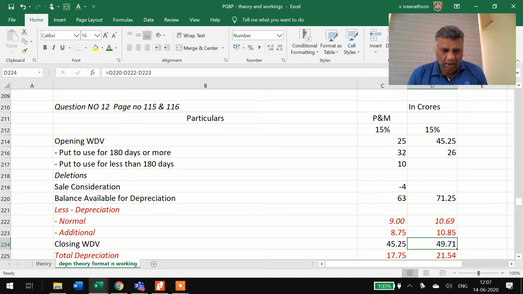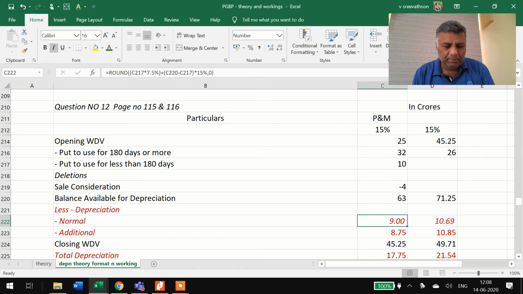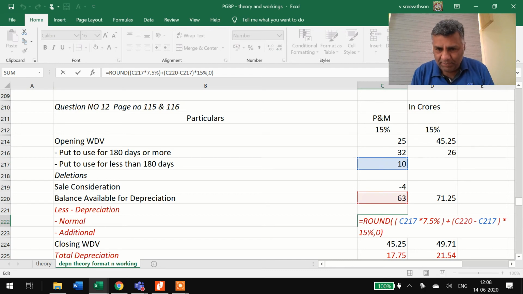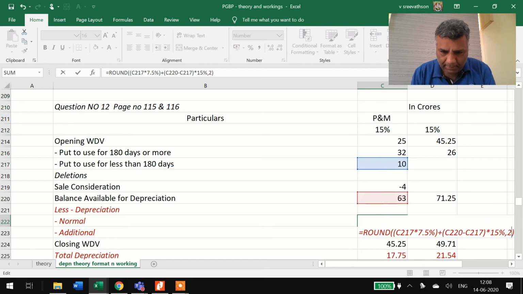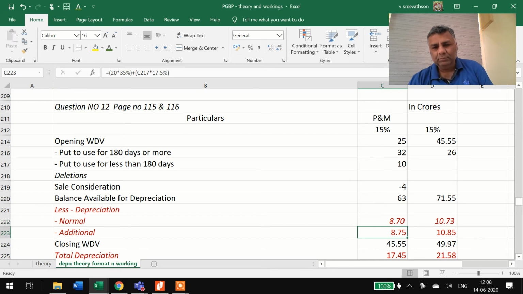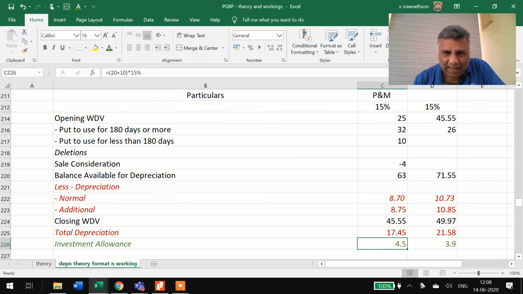So for the first year, it is 8.7 only. For the first year, normal depreciation is 8.7. Yeah, got your point. I rounded off to the nearest rupee, but it should be 2-digit. Okay. Now, additional depreciation. Now investment allowance.